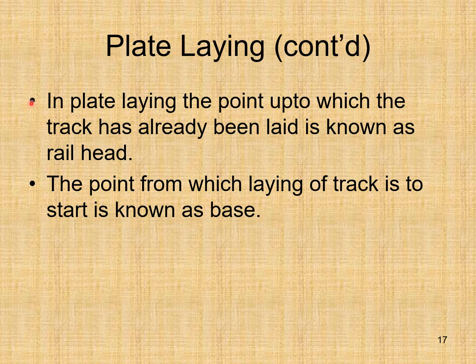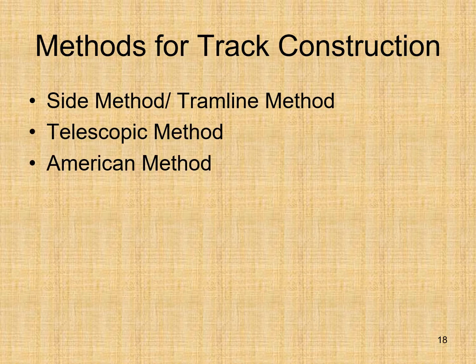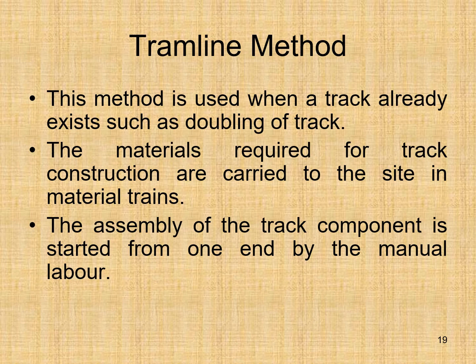In plate laying, the point up to which the track has already been laid is known as the railhead. The point from which laying of track is to start is known as the base. So these are the terms which are used in the railways. Methods of track construction: side method or tramline method, telescopic method, and the American method, which is the advanced method. So the tramline method is used when a track already exists, such as doubling of track.